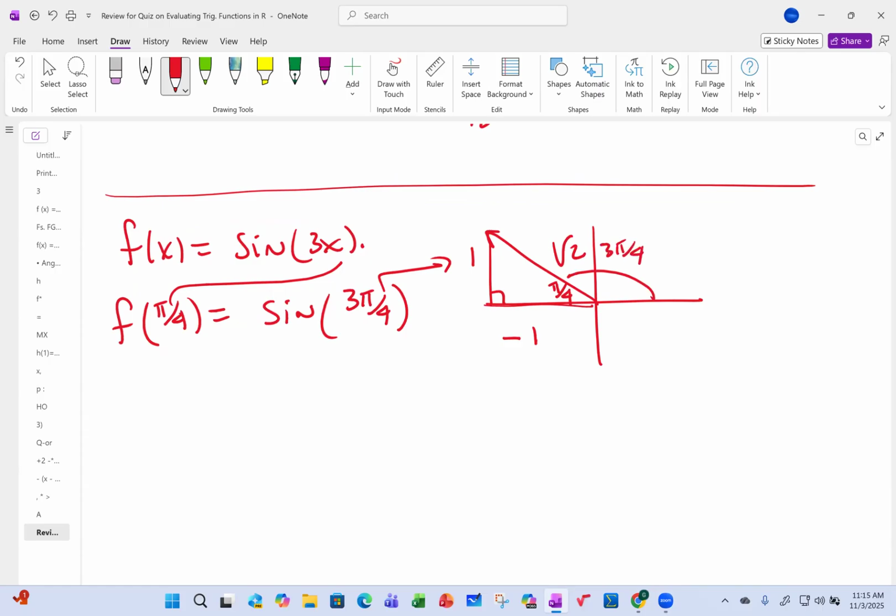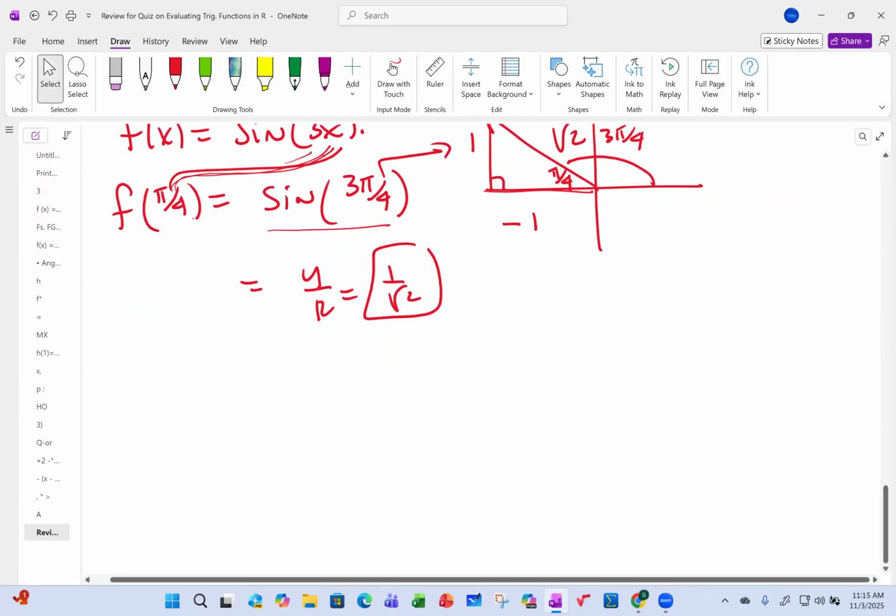So all you got to do in these is just replace x. You're just evaluating a function. Replace x with the value given. You had to multiply those. You just end up evaluating a trig function. A trig function in this case, sine 3 pi over 4, which is the ratio of y to r, and that's 1 over root 2.